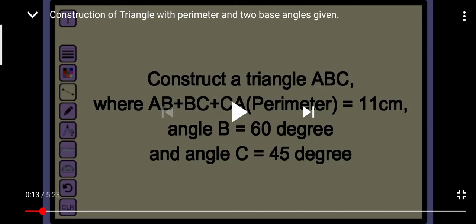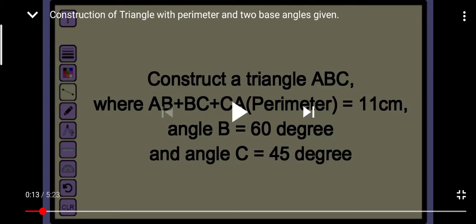Now in this example, it is an 11 centimeter perimeter. The base angle B is 60 degrees and C is 45 degrees. It means in triangle ABC, BC is your base, the triangle perimeter is 11 centimeters, and the two base angles are 60 degrees and 45 degrees. Okay. Now students, in this construction we can do two methods.